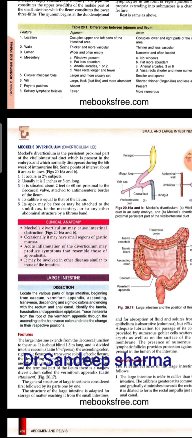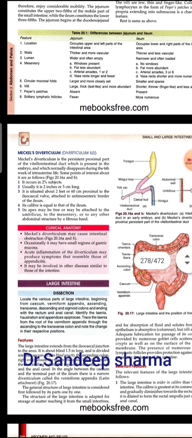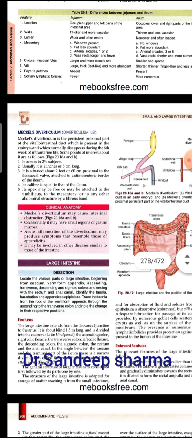So it is interesting over here. You see what Meckel's diverticulum is. It is a little bit important, and in practical fields also you have to keep it in mind. Meckel's diverticulum is the persistent proximal part of the vitello-intestinal duct which normally disappears during the 6th week of intrauterine life. It occurs in only 2% of subjects.